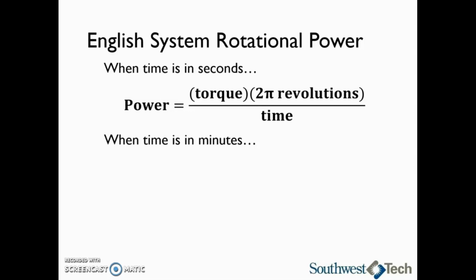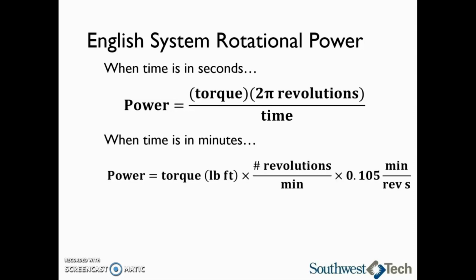If the time is given in minutes instead, rotational power is equal to the torque in foot-pounds times the number of revolutions per minute, or RPM, times 0.105 minutes per revolution seconds. 0.105 minutes per revolution seconds is essentially a unit conversion within the problem.